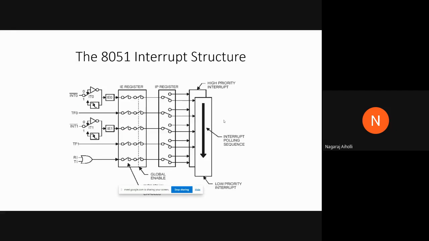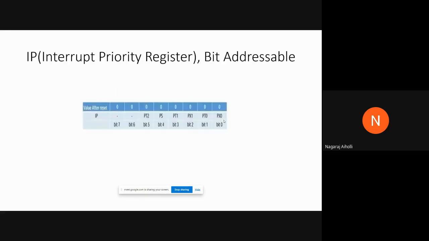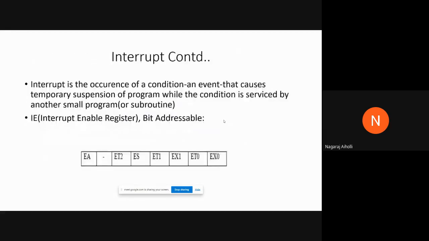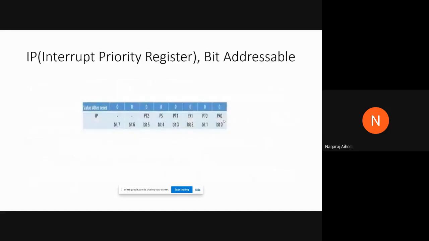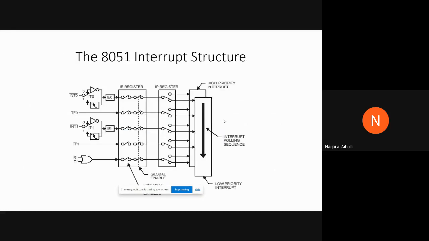Next, let us study the structure of the 8051 interrupts. The question may be asked on these registers, that is the IE register and the IP register, to explain the bit format or bit structure of the IE register and the IP register. That may be a possible question in the examination. Then next is the 8051 interrupt structure. What is the structure of the 8051 interrupts?